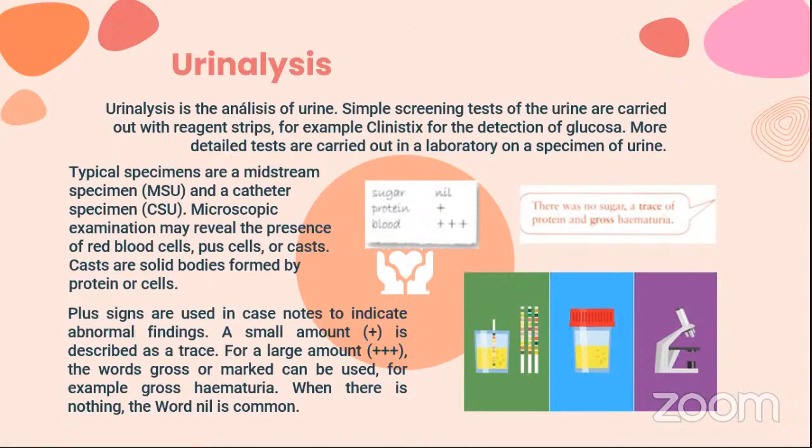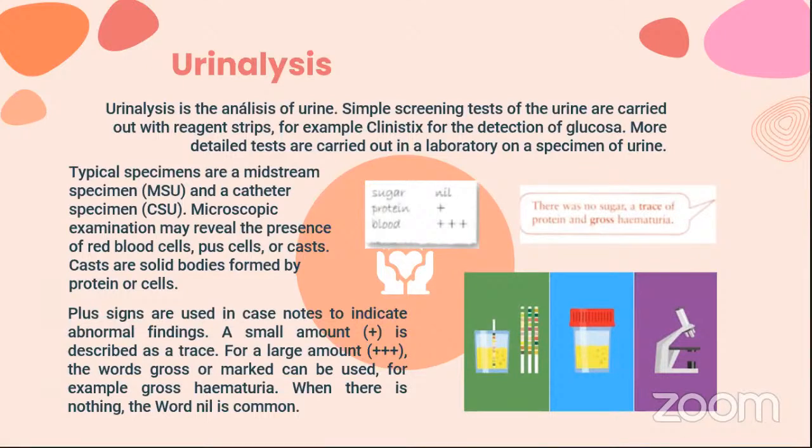Urinalysis. Urinalysis is the analysis of urine. Simple screening tests of the urine are carried out with reagent strips, for example, dipsticks for the detection of glucose. More detailed tests are carried out in a laboratory on a specimen of urine. Typical specimens are a midstream specimen, MSU, and a catheter specimen, CSU. Microscopic examination might reveal the presence of red blood cells, pus cells, or casts. Casts are solid bodies formed by protein or cells.